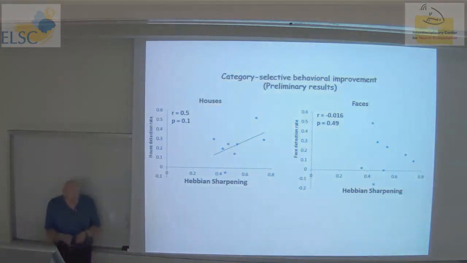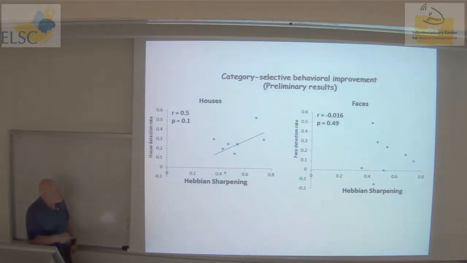But we plotted the behavior. Very preliminary. Don't jump on it. We have many more subjects, but already I think it shows that there is some trend. The more sharpening there is, the better the performance is for houses. And what's encouraging, there is something almost inverted for faces. Very preliminary. I would not call that a real result yet, but it's in the right direction. And I think I'll stop here.